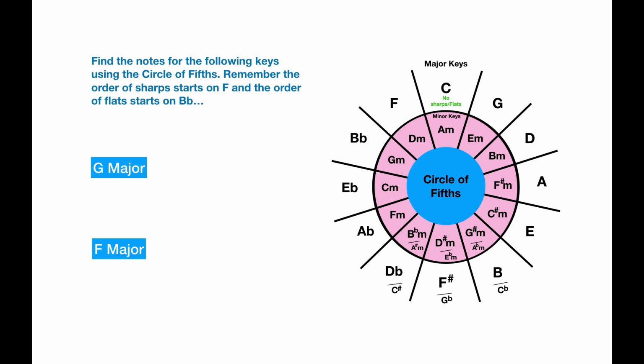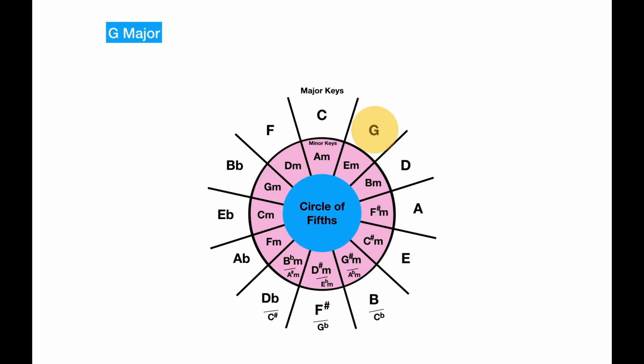Okay, so to start with, we've got the G major scale. So we find the G on the outer edge of the circle, so here it is. We write down the 7 notes of G major, so that will be G, A, B, C, D, E and F. So all we need to do now is work out if it's got any sharps or flats in it.